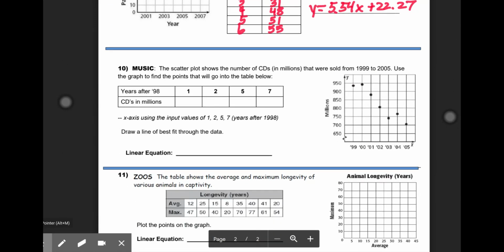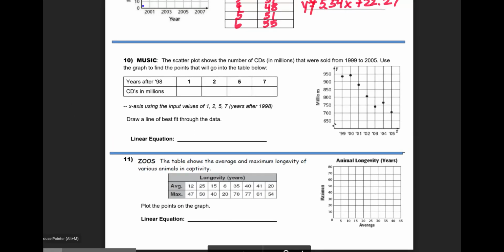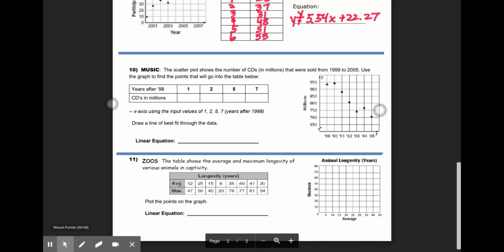All right, let's take a look at problem 10. And this talks about music. So it says the scatter plot shows the number of CDs. Y'all remember what CDs are? In millions that were sold from 1999 to 2005. Use the graph to find the points that will go into the table.